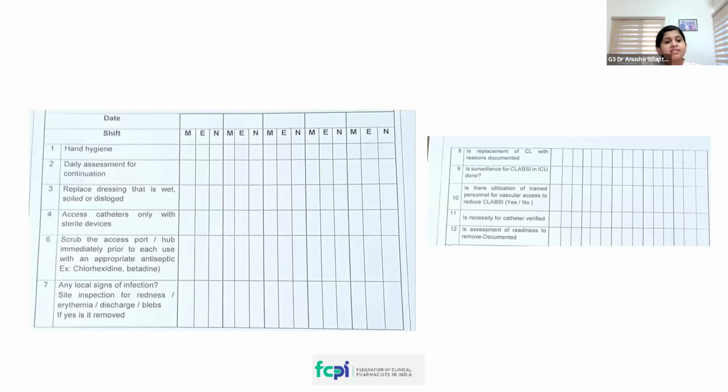Number two, daily assessment for continuation. That is, is the central line actually required for the patient? Usually a central line is put for administering fluid or medication. Now, if that is not required, then the nurse should ask the concerned consultant whether it is actually required to continue the CVC. So that is the second point in the checklist. The third thing is if the dressing is wet or soiled, then that has to be replaced. And number four, access the catheter only with sterile devices.